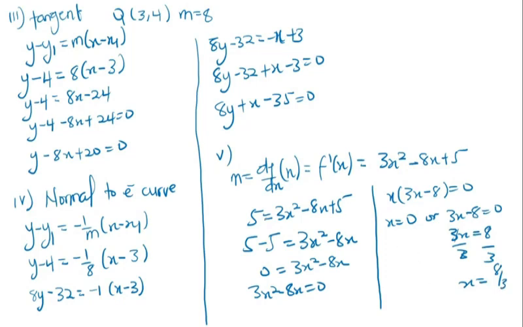So the values of x for which the gradient m will be 5, as I've written over here, is x is either equal to 0 or x is equal to 8 over 3. So it means for us to get a gradient of 5, x has to be 0 or 8 on 3. So thank you so much for watching. This is how we calculate the gradient, tangent and normal to a curve.